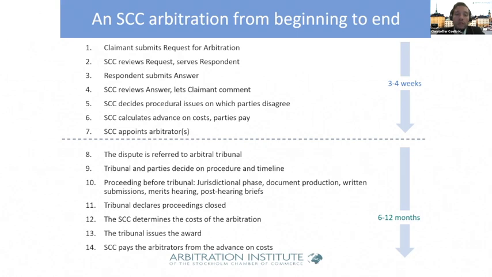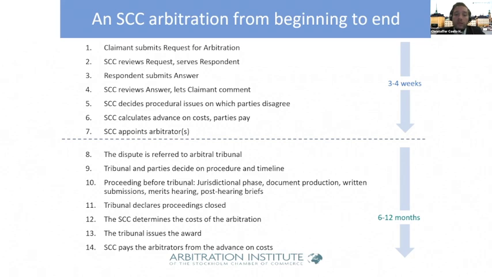And as you saw from the statistics initially, this time may be extended by the SCC upon a reasoned request from the tribunal. This is quite common and is often the result of the tribunal and the parties having agreed on a timetable that exceeds the time limit set out in the SCC rules.